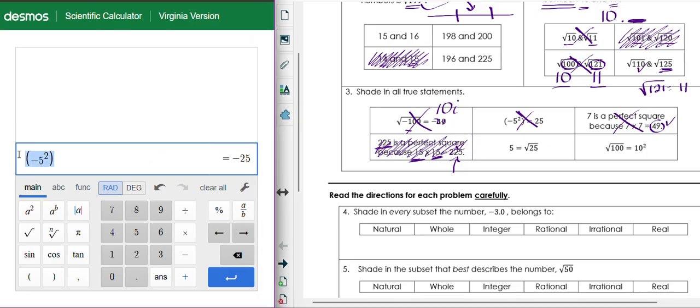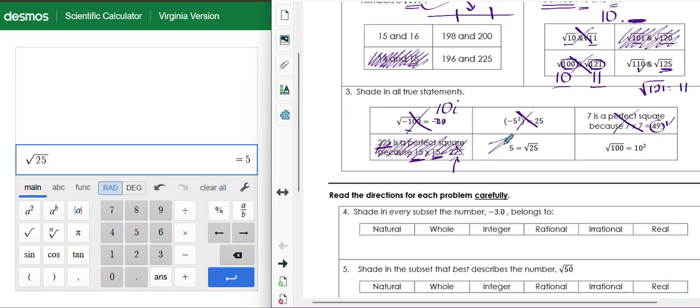Next one is pretty straightforward. I'm just going to do the square root of 25. That equals 5. That's a good one. And then the last one, the square root of 100 is 10. 10 squared is 100. So I changed that, and I find that those are not the same. 10 is not equal to 100, so it was just those two options.